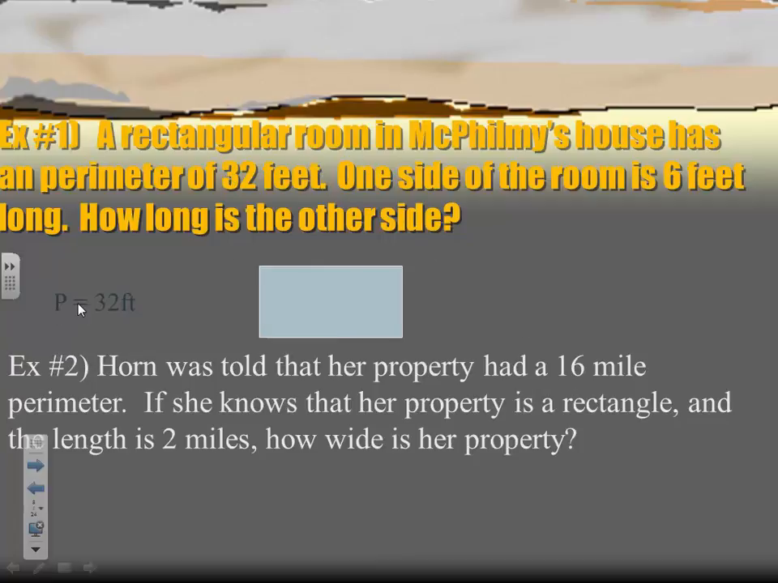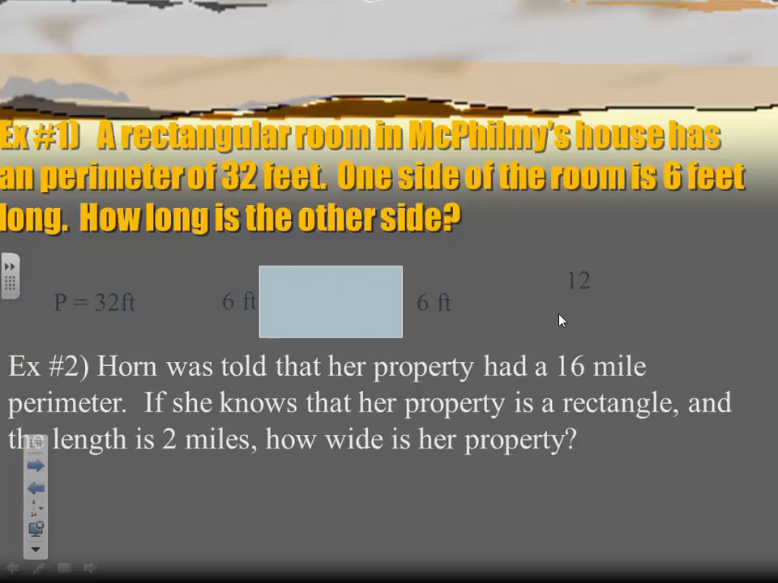If the perimeter is 32 feet, that means all the way around the outside is 32 feet. One side is 6 feet, so I'm going to label that one side 6 feet. I'm just picking a side. But if I say this side's 6 feet, the opposite side has to be 6 feet. Okay, great. So far I've used 6 here and 6 here. If I add those up, I get 12. So I got to find these other sides.